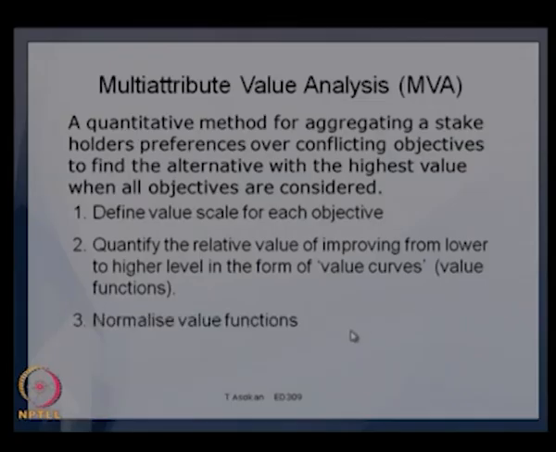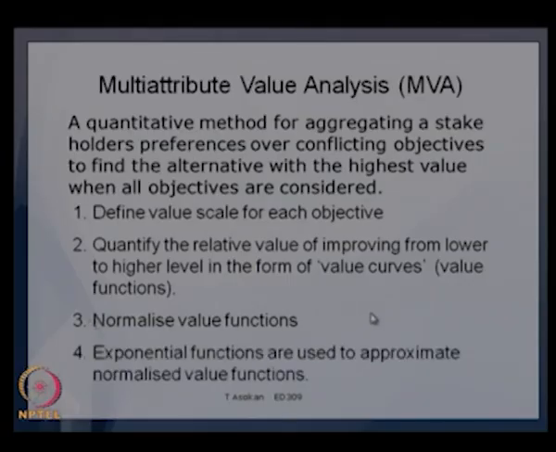That variation is to be given in terms of value functions, and then we need to normalize this value function because the values are on different scales. Once we have the normalized value function, we can have a relationship which will optimize the total value function, and that value function can be used for optimizing the objectives. Normally, exponential functions are used to approximate normalized value functions.